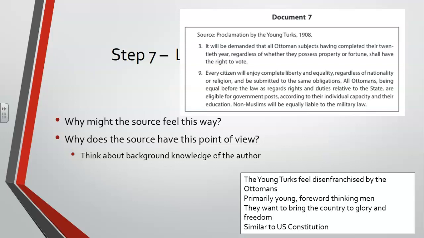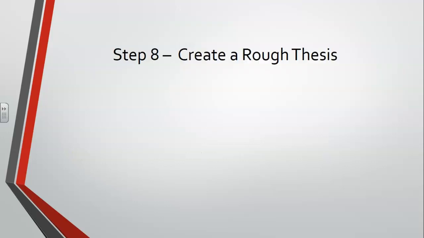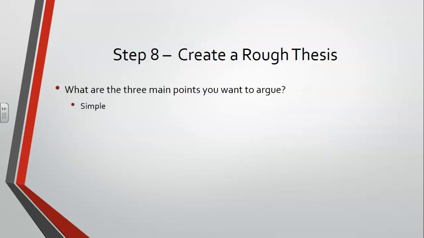Constitution had at that time back in 1787. So looking back here, we're looking at the point of view. We're going to figure out why the author felt this way, and think about the background knowledge that that author would have had when they wrote this. Now, you need to create a rough thesis for step number 8.